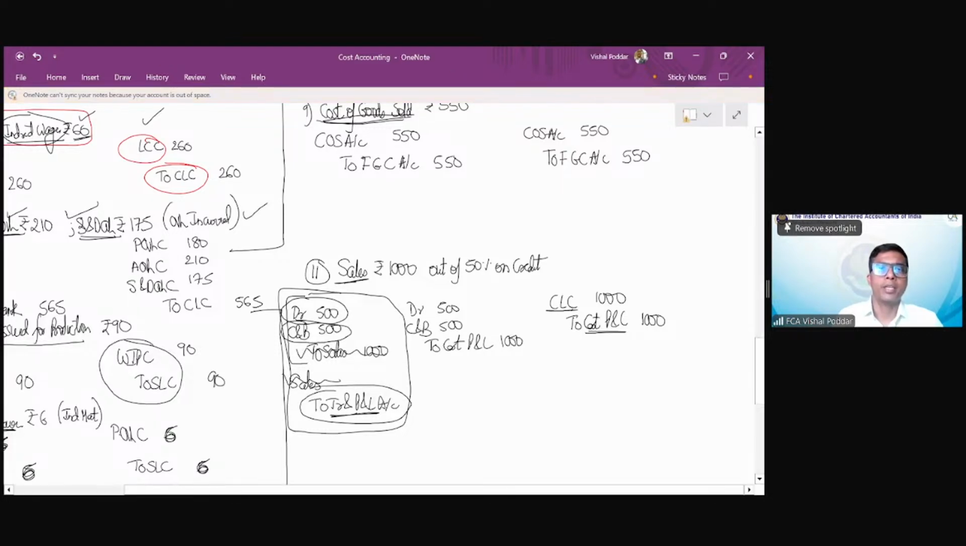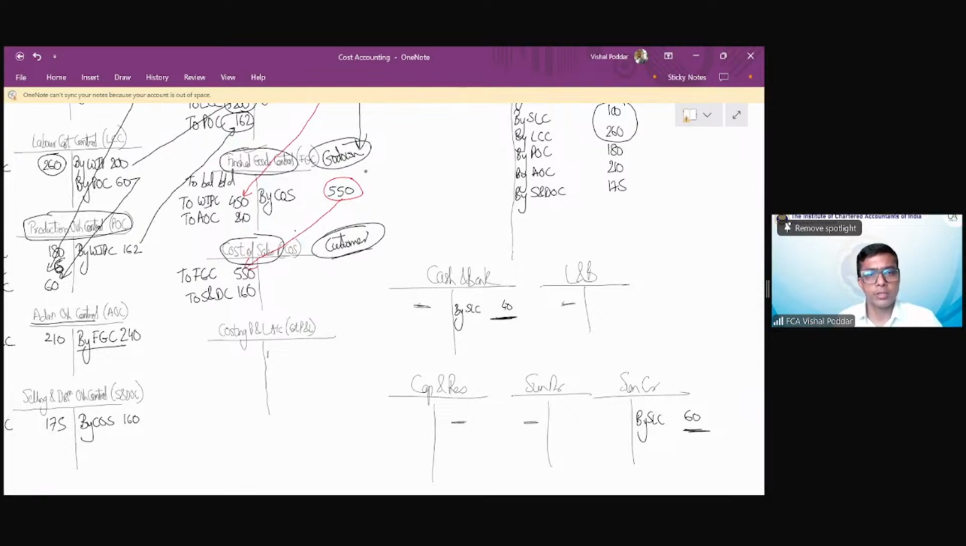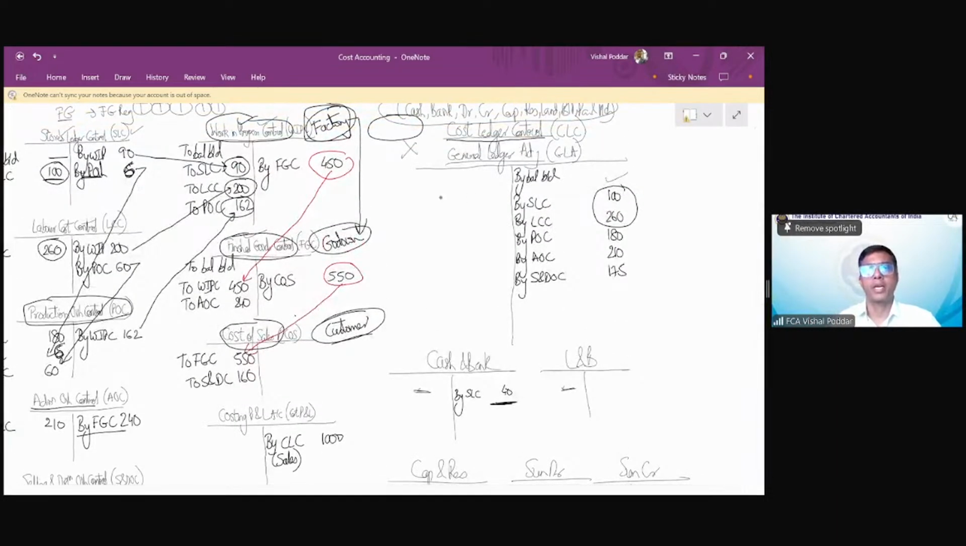So my entry is for sales, I have by CLC. In bracket, I am writing sales so that me and the examiner both will understand that you have passed this entry for sales. And here the second effect will be on the debit side of this. So to cost P&L, again represented by sales 1000.